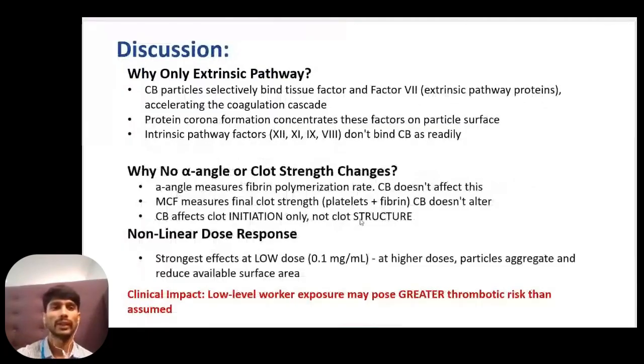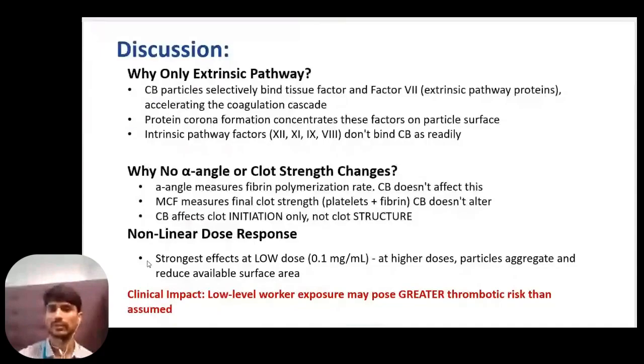So why are alpha angle and clot strength not changed? Alpha angle measures only fibrin polymerization, and carbon black doesn't affect this. Secondly, MCF is the final clot strength; it measures clot strength and clot stability. Carbon black doesn't alter this either. The only effect we can see is on clot initiation, not clot structure.